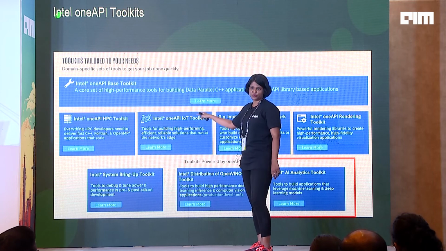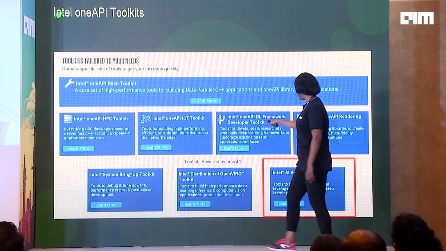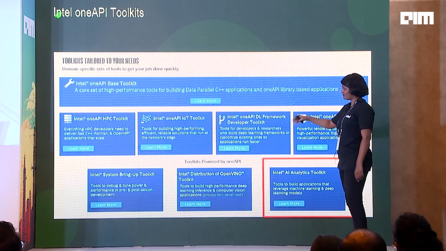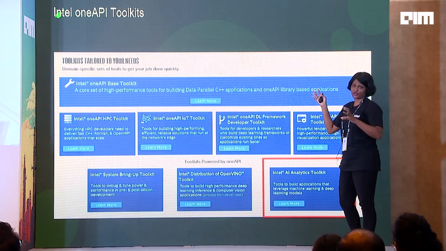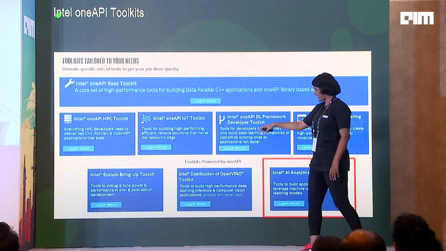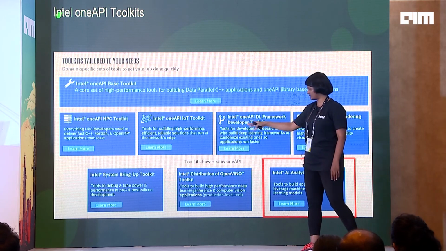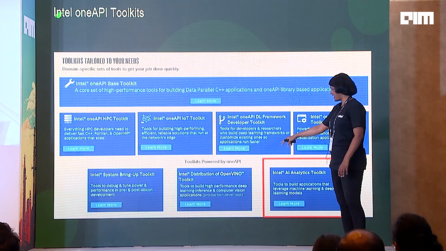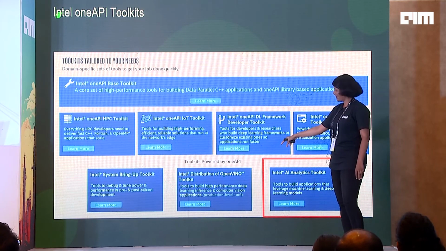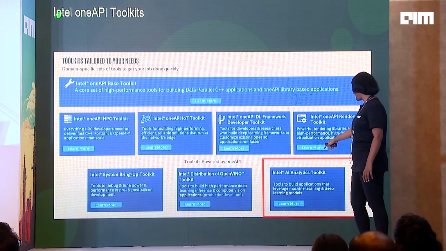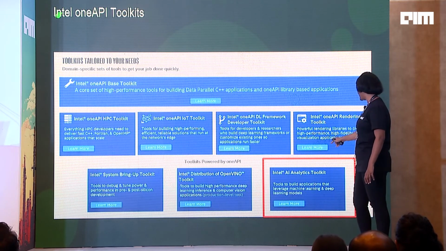You also have a toolkit for IoT. You also have a toolkit for deep learning frameworks. And you have one for rendering, which is used for higher end visualizing and all that. And you also have toolkits to deal with performance. And you have OpenVINO, which stands for Open Visual Interface for Neural Optimization. And you also have the Intel AI Analytics Toolkit.